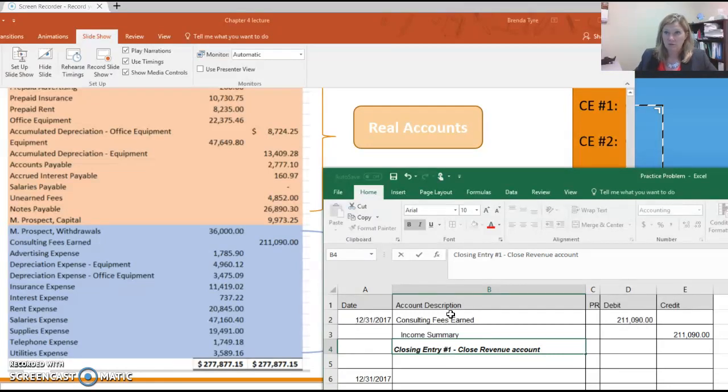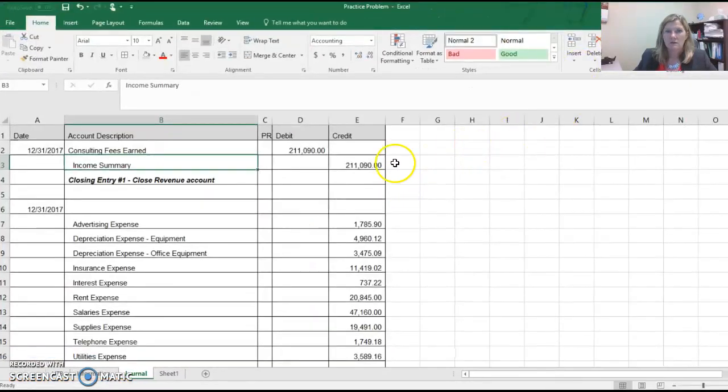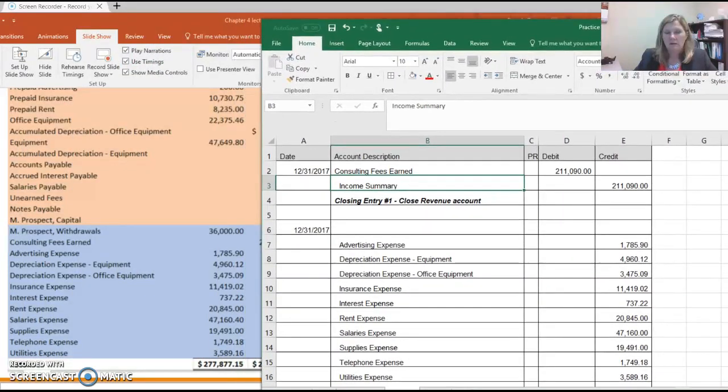Closing entry number 2 is closing all of the expense accounts. So here we see all of our expense accounts. I've come in and started typing that up so that we've got that started. So here's all of my expense accounts. I've put them in the credit column because expense accounts are normally debits. To close them, I need to get rid of them by putting them in as credits.